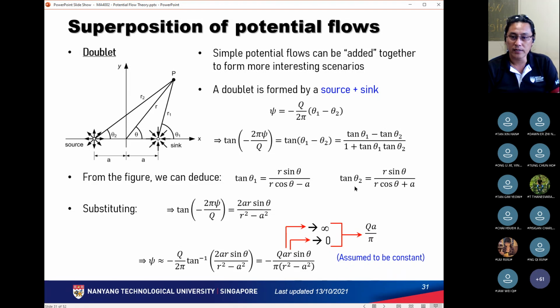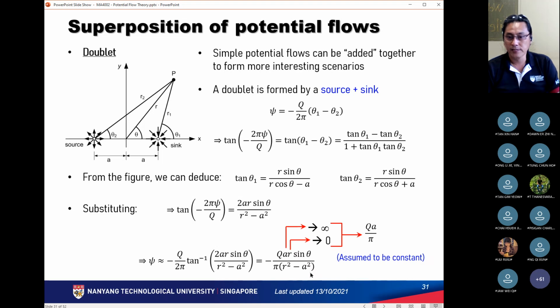Take this tangent theta 1 and tangent theta 2, plug them in, simplify, and you get this. Tangent of minus 2 pi psi divided by q equals 2aR sine theta divided by R squared minus a squared. Let's take the inverse tangent and move the coefficients over, so at the end of the day, this is what we get: psi equals minus q divided by 2 pi times inverse tangent of 2aR sine theta divided by R squared minus a squared. Assume very small angles, then we can get rid of the inverse tangent. And this is what we get: minus qaR sine theta divided by pi times R squared minus a squared.